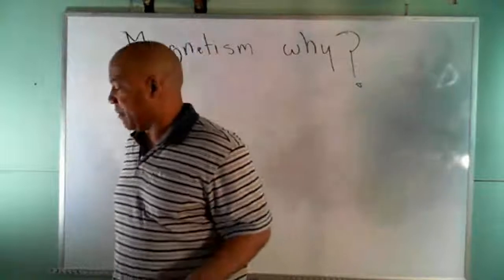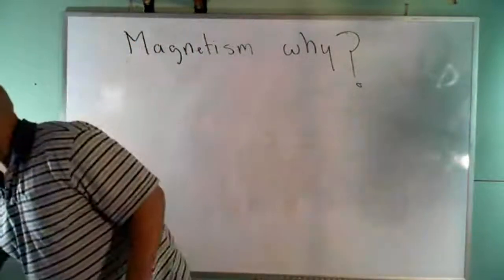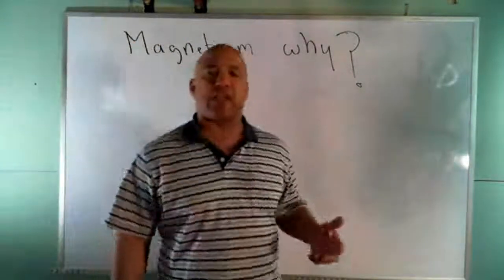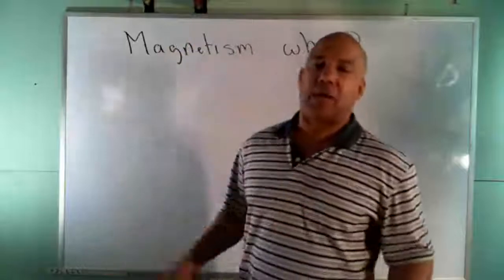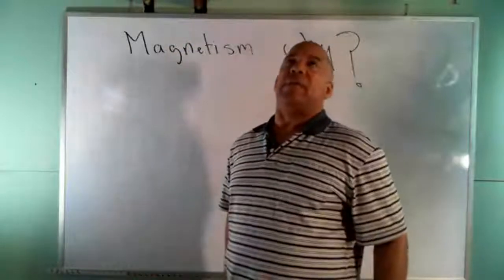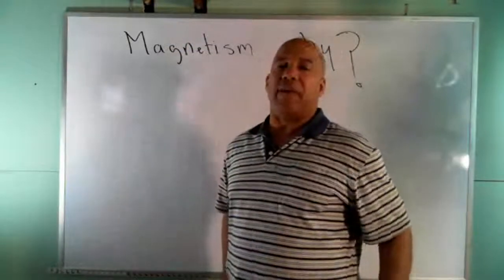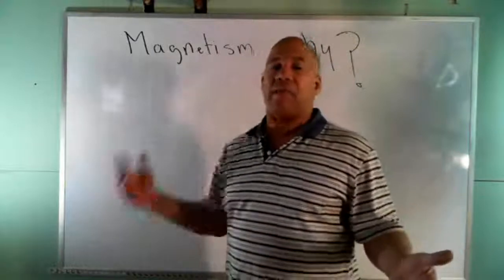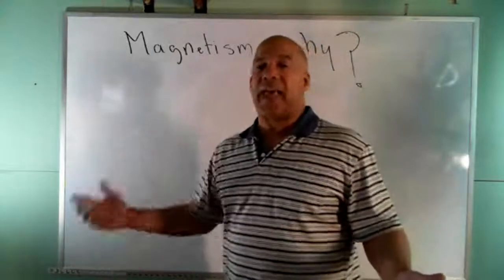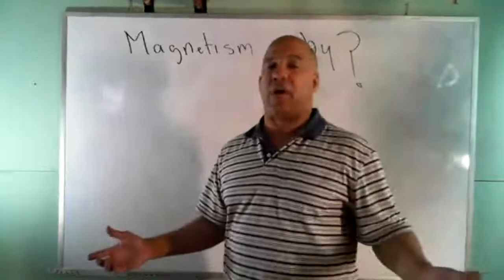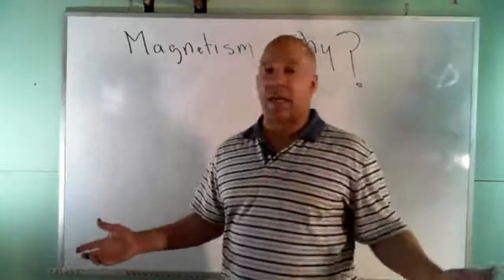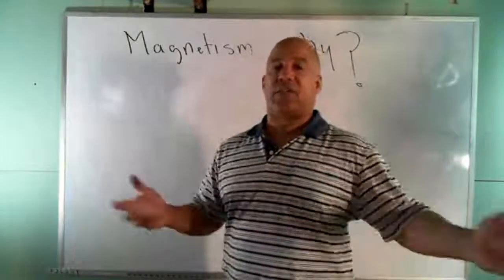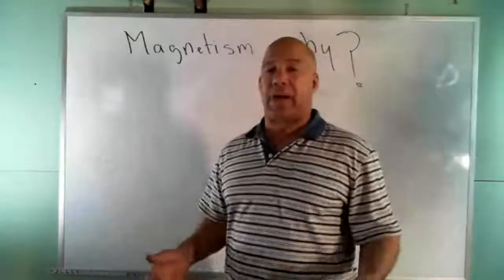And the answer is quite simple. It turns out that you can't talk about one without talking about the other. They're like two sides of the same coin. If you have a current, you cannot have electric current without having magnetism. You cannot have magnetism without having electric current. If you got one, you got the other one. And since they're so closely related, we've got to talk about it.